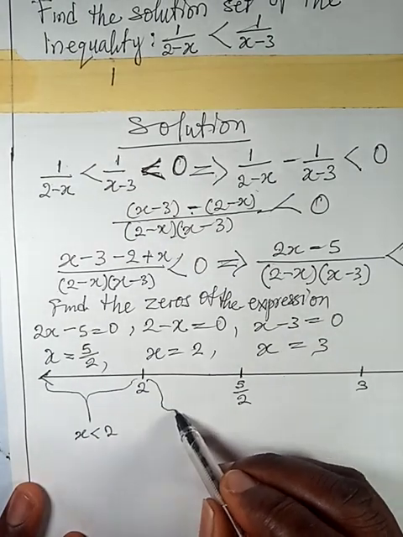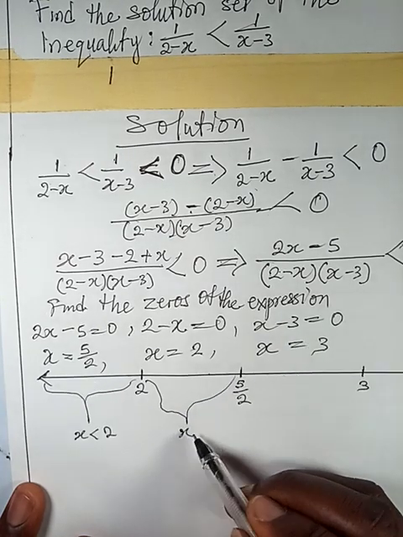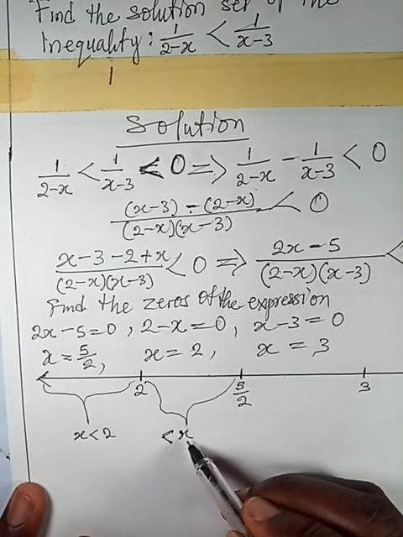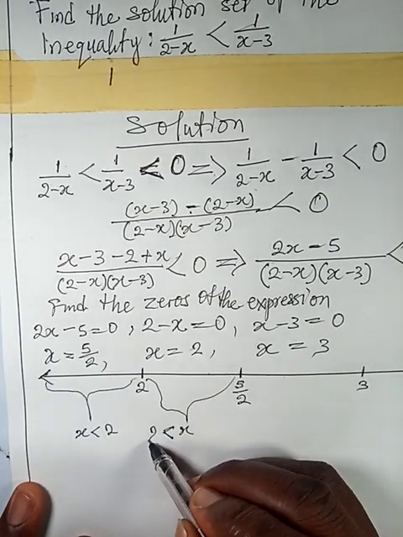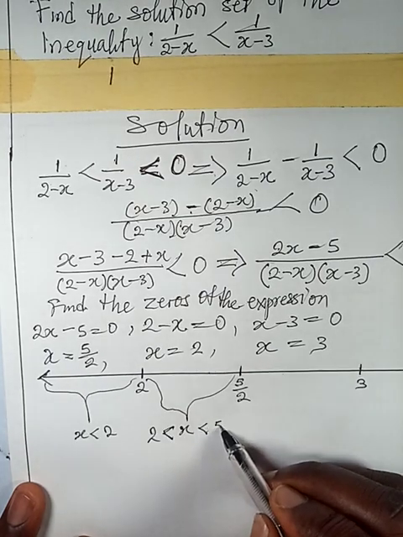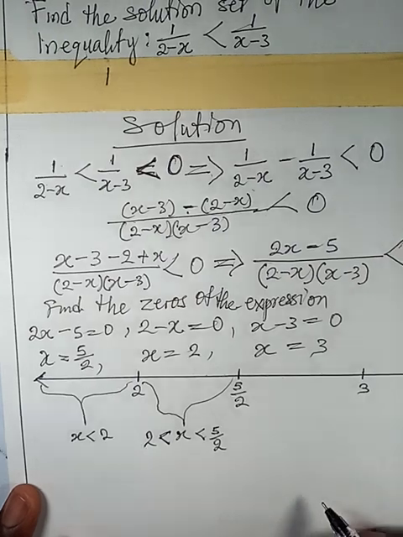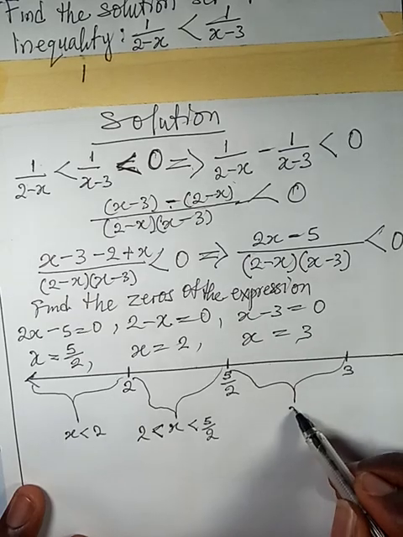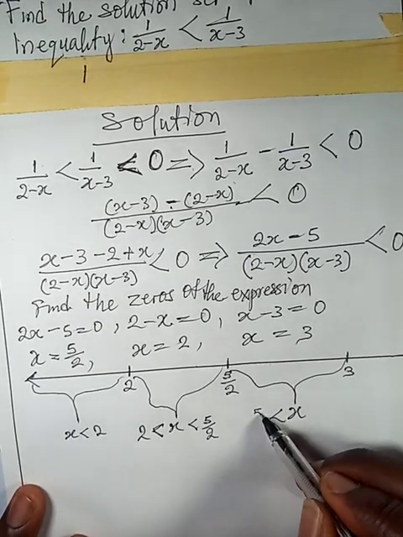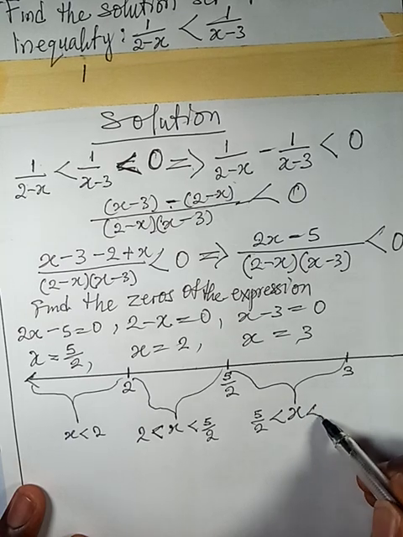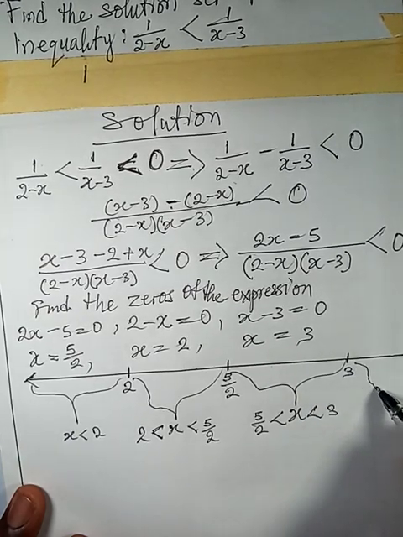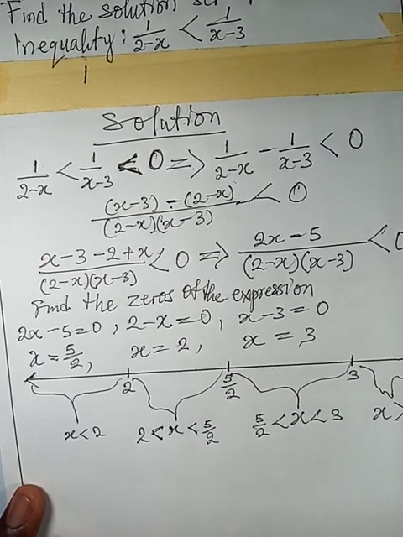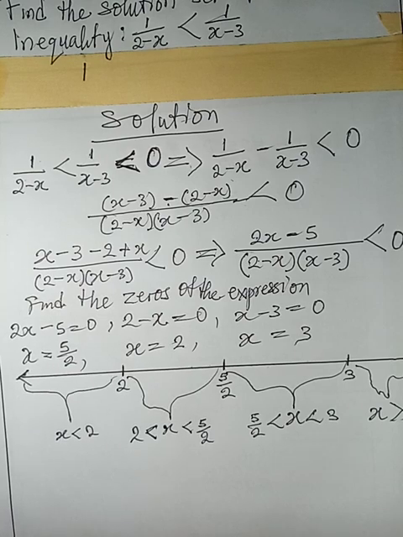What of the numbers here? Every number here is greater than 2, but is less than 5 over 2 or 2.5. What of the values here? The values here are greater than 5 over 2 or 2.5, but they are less than 3. And then what of the values here? Values here are greater than 3.